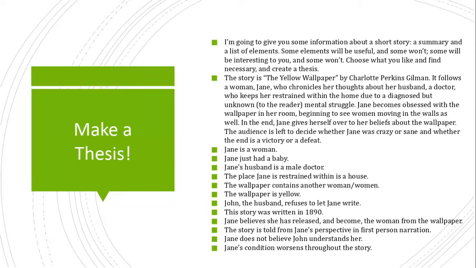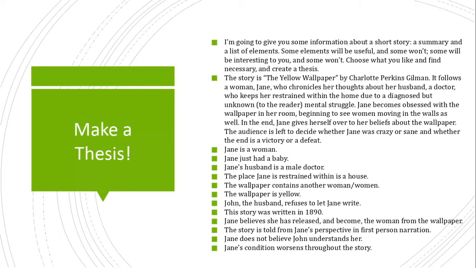So some elements in the story that may or may not be useful to you are that Jane is a woman. She has just had a baby. Her husband is a male and he is a physician. The place Jane is restrained within is a house, and as it gets more limited, it becomes the bedroom. The wallpaper is yellow. The figure contained inside of it is a woman and then women. John, the husband, refuses to let Jane write.